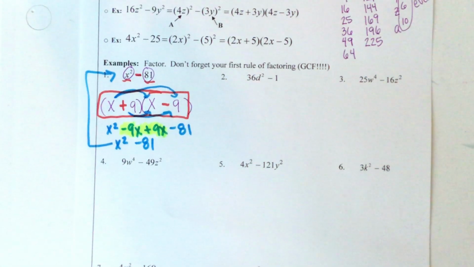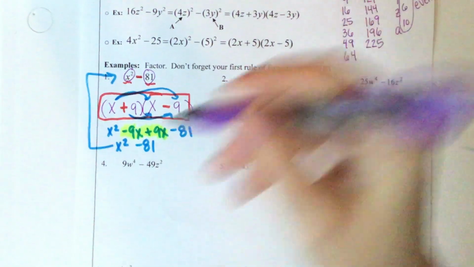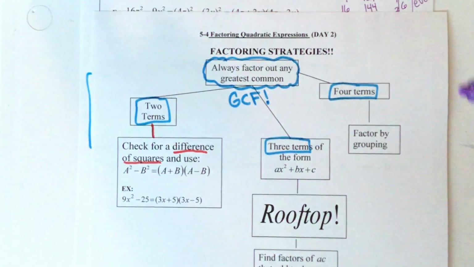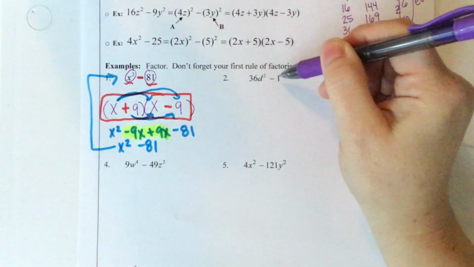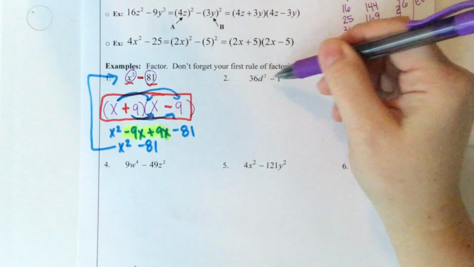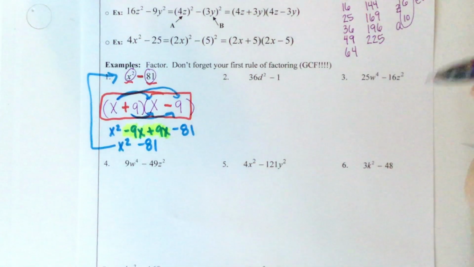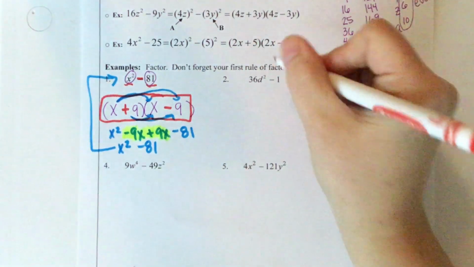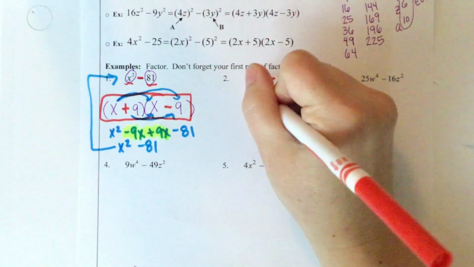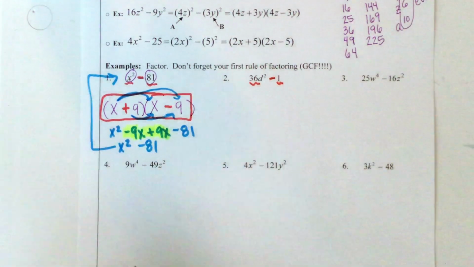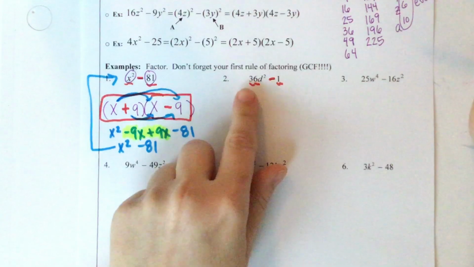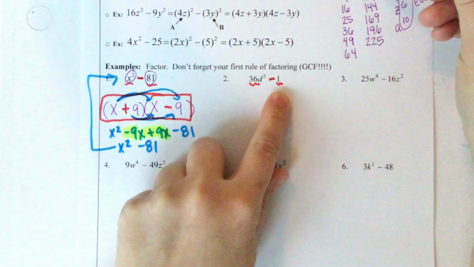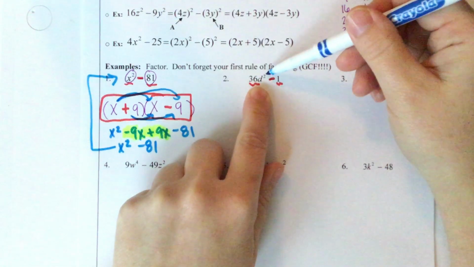Okay, let's keep trying. First, you're always supposed to look for a GCF, because it's the number one rule of factoring. But there's nothing that can divide into 36 and 1 besides 1, and they don't both have d's. Then I check to see if it's a difference of squares. It's got a minus, so it's a difference. Are these both perfect squares? Yeah. 36 is in the list, 1 is in the list, and my exponent is even.